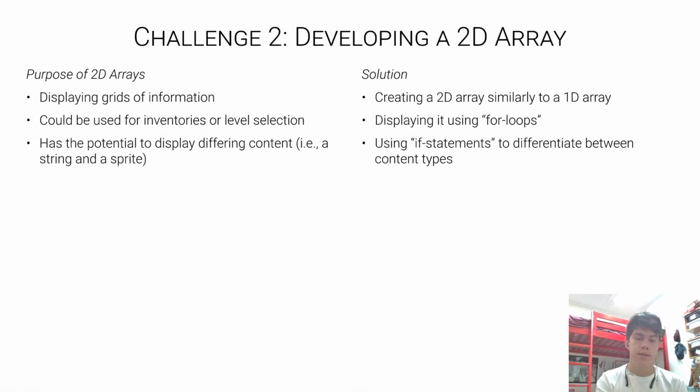For my second challenge, I expanded upon my knowledge of arrays to create a 2-dimensional array. This was to be used for a level selection menu. Here, I learned how to display information in a grid form, and how to display 2 differing sets of information, in this case, both a sprite and a string.